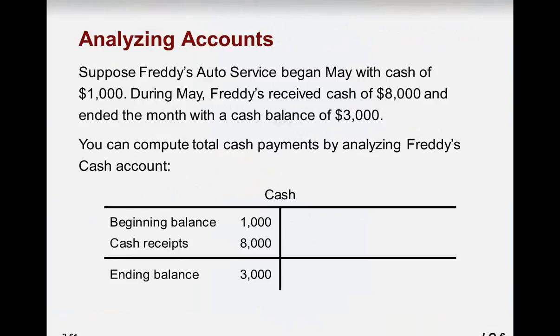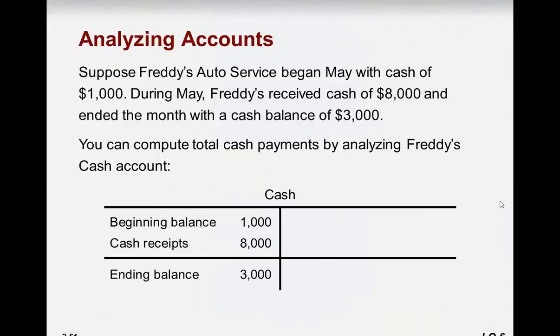If you don't know all of the amounts, and you will find that you are asked to come up with missing numbers a lot. If you didn't pick that up out of your first chapter, you will learn it as you go along. So let's suppose that Freddy's Auto Service began May with cash of $1,000. During the month, they received cash of $8,000 and ended the month with a cash balance of $3,000.